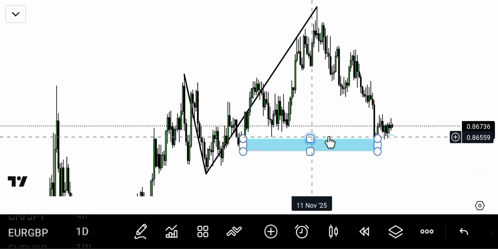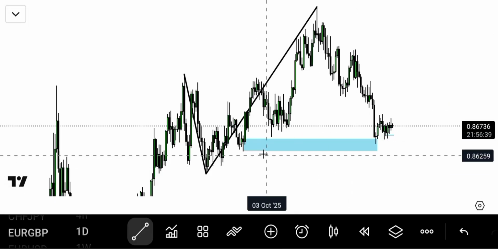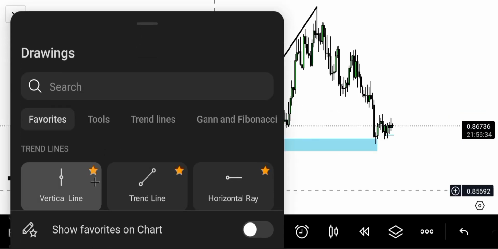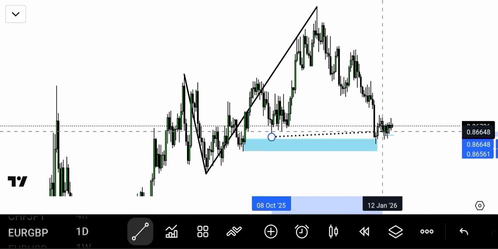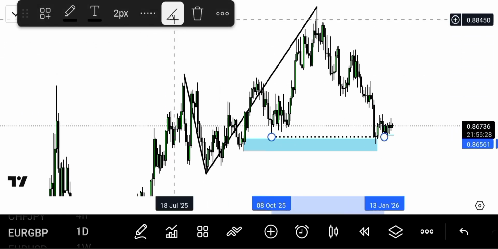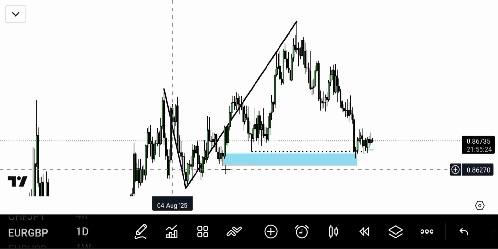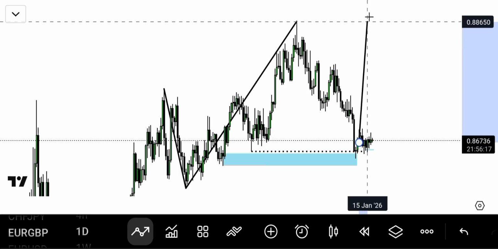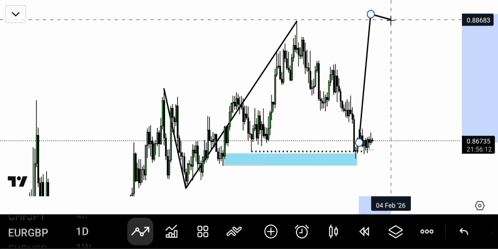And this is actually an inducement liquidity that price is going to take out to continue to the upside. So we're expecting price to take out this inducement liquidity, then give us our new structure, new expansion to the upside.